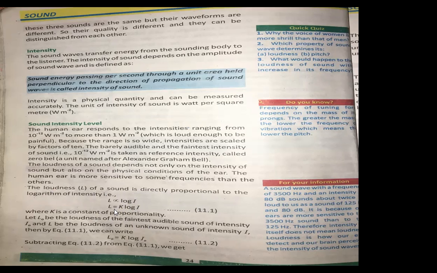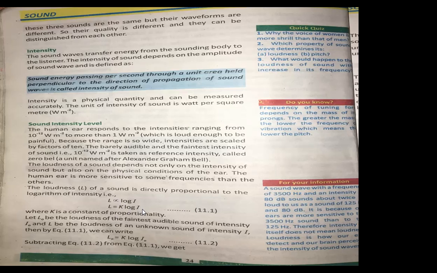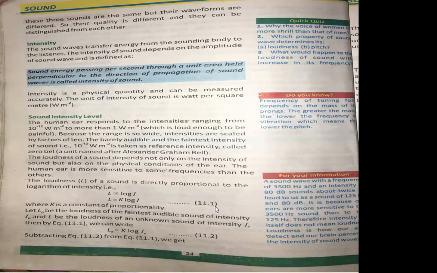But what will happen if you remove the directly proportional sign? It will come with an equals sign and some constant of proportionality. In this case, the constant of proportionality is k. So L is equal to k log I, where k is the constant of proportionality, as I have already told you. I named this equation 11.1.